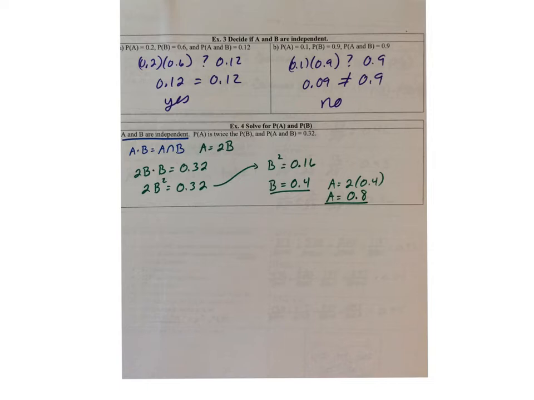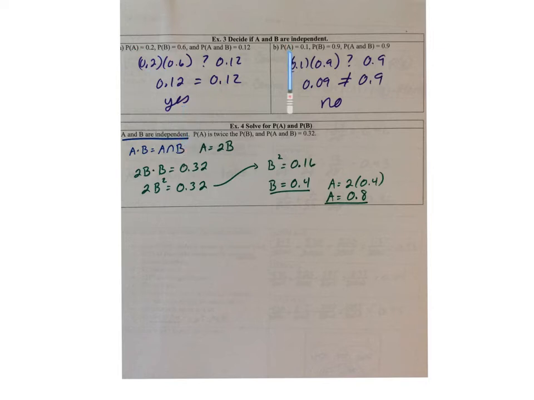So example 3A, we're given the probability of A is 0.2, the probability of B is 0.6, and the probability of A and B is 0.12. So we just want to see if we multiply these two numbers, does it equal the third number? And 0.2 times 0.6 equals 0.12. These are equal, so the answer is yes, A and B are independent.